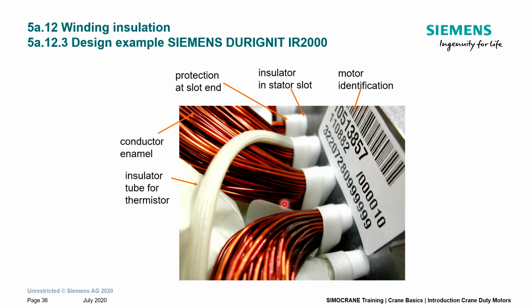Here you just see an example of a stator. Here you see the insulation in the stator slot, some protection for the windings in the end slot, and here you see the insulation tube for the thermistor. That means the sensor is normally installed within the stator, where the hottest area is expected.